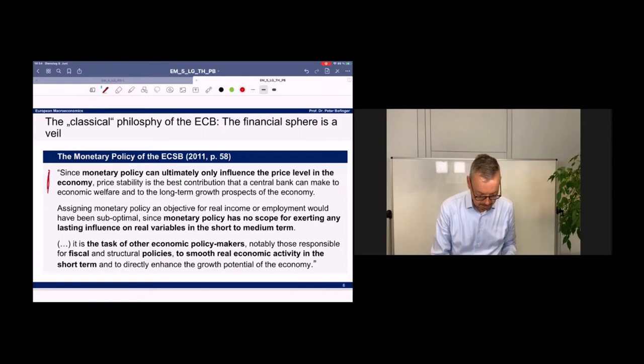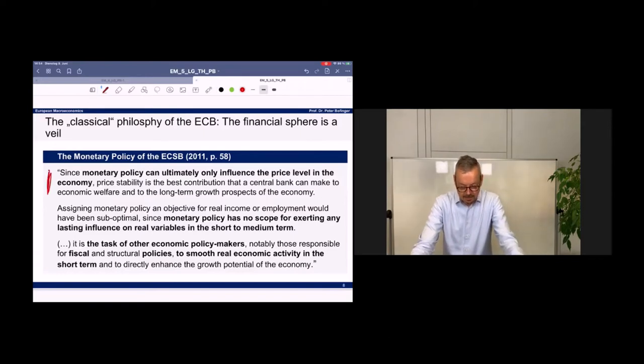So in this booklet, the ECB says, "Since monetary policy can ultimately only influence the price level in the economy, price stability is the best contribution that a central bank can make to economic welfare and to long-term growth prospects of the economy." It's exactly what we said. We discussed the classical model. There is no role for the central bank to interfere with real processes. The real processes are determined by saving, investment of household and investors. There's no role for the financial system in this real core of the economy. And the only thing in the classical model that the central bank can do is to influence the price level and inflation rate. And that's exactly what this ECB publication says.